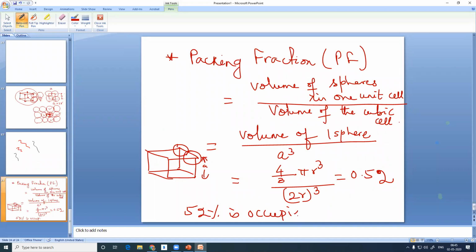52% is occupied by atoms or spheres, and the rest, 48%, is free, empty. Such is the horrible loose packed structure. In fact, no metal other than polonium.